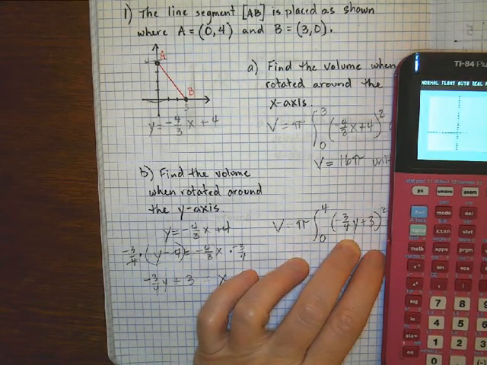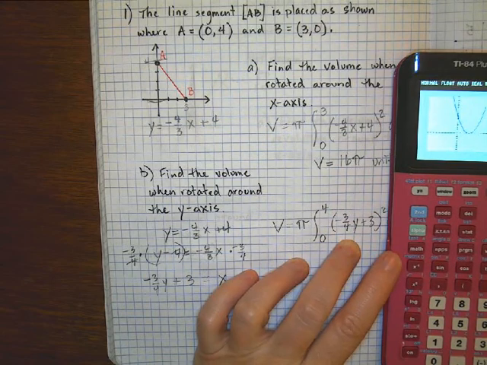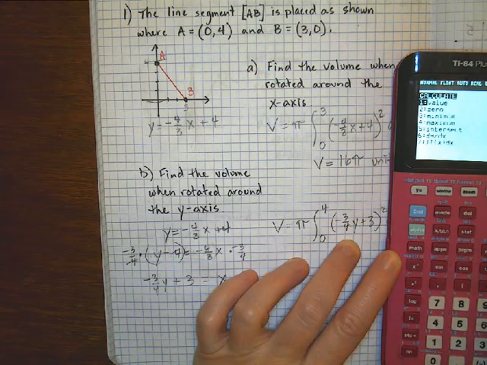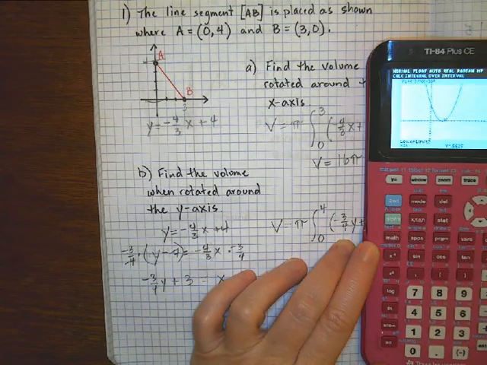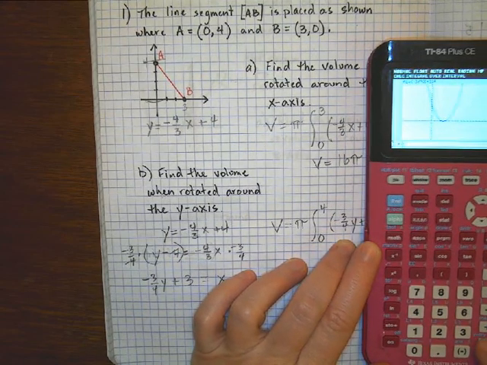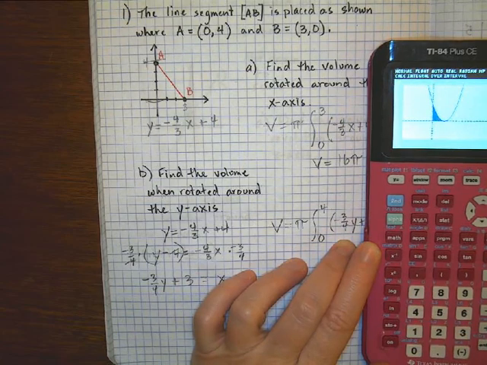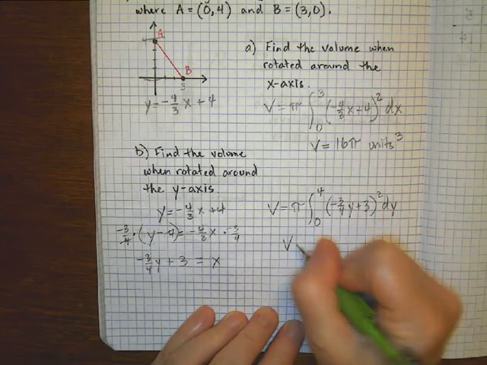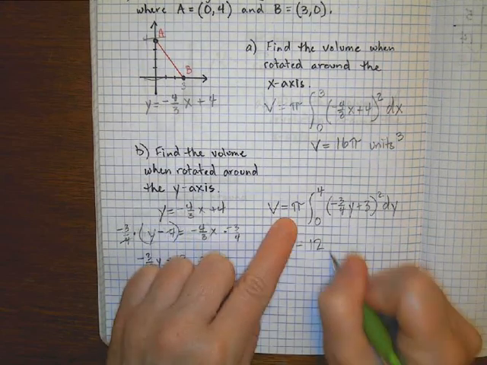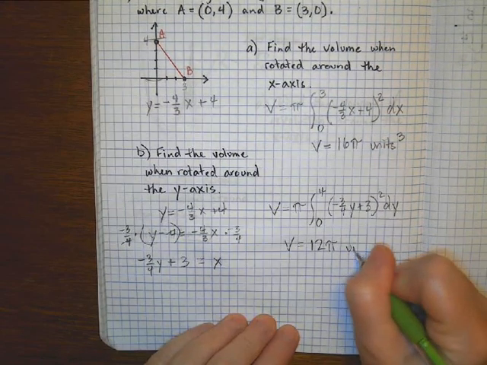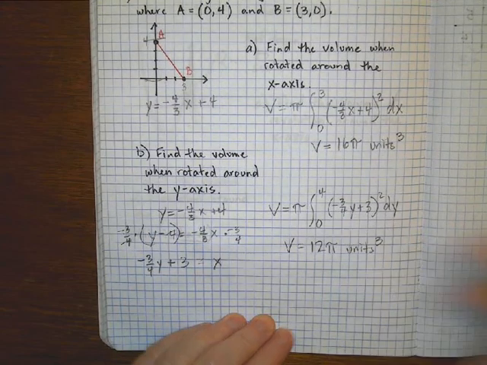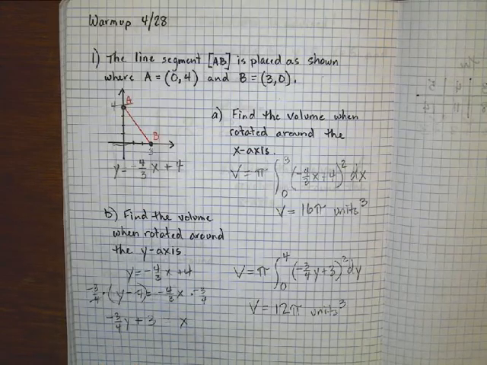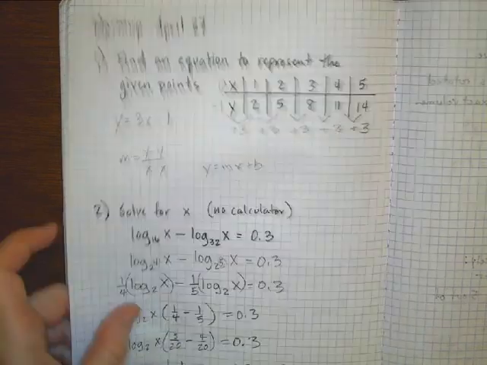And then evaluate it. All right. There we go. Option 7, I'm going from 0, upper limit 4. And I get 12. Isn't that spectacular? So volume is equal to 12, and don't forget the pi. Units cubed. All right, so that takes care of the last couple days of warm-up. So the 27th and the 28th.